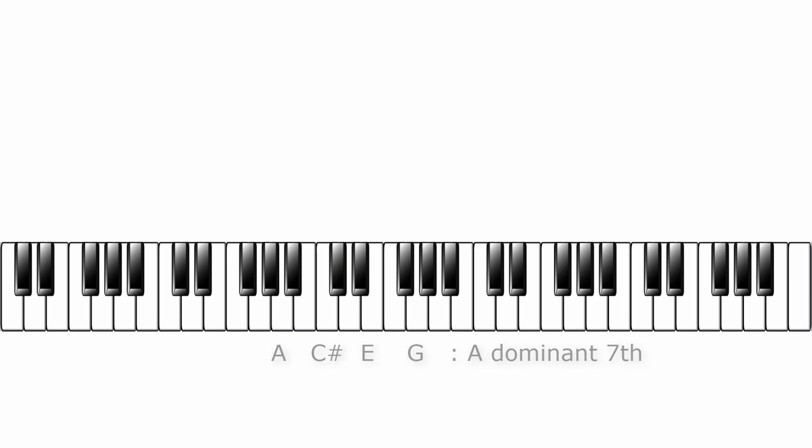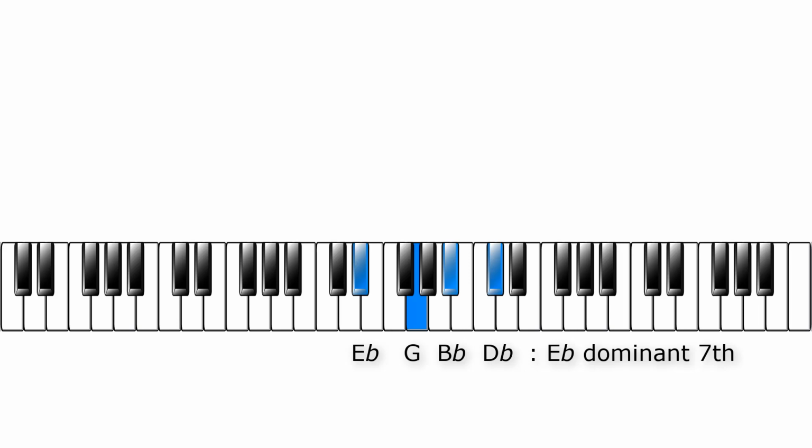Let's look at E flat. The E flat major triad was E flat, G, B flat. When we add a minor seventh, which is a whole tone below the root, E flat, a whole tone below is D flat. So E flat, G, B flat, D flat is the E flat dominant seventh chord.